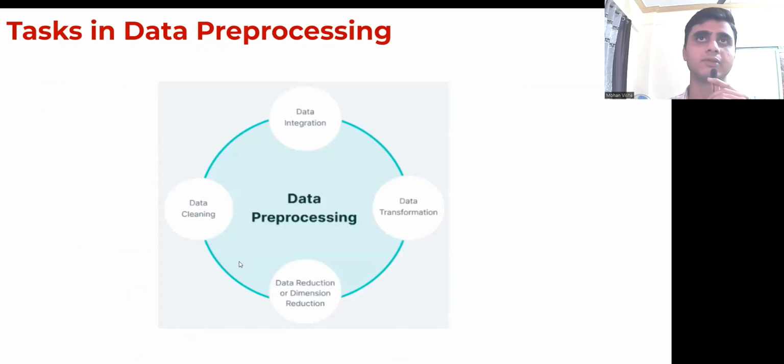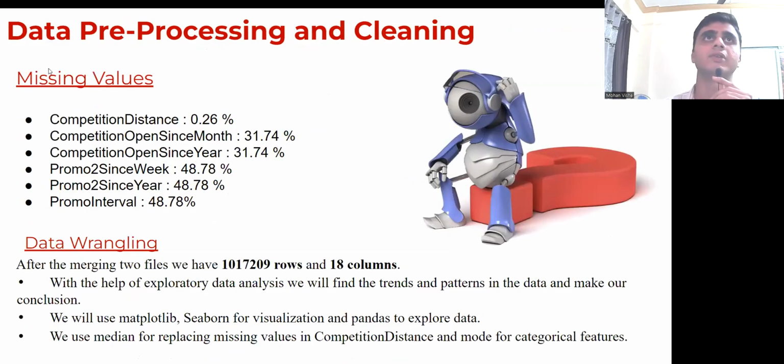Our tasks in preprocessing are data cleaning, dimensionality reduction, data transformation, and data integration. First, we will start with preprocessing and cleaning. First, we see the missing values. There are around 6 features which contain missing values, where competition distance is a numerical feature, but it has a very low percentage of missing values, around 0.26. Promo 2 since week, promo 2 since year, and promo interval have around 48.78% of missing values each.